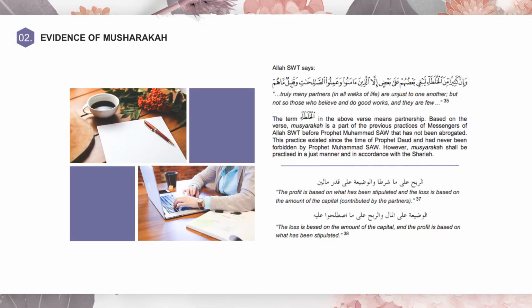As you can see here, this is the evidence of Musharakah that you can find in the Al-Quran.